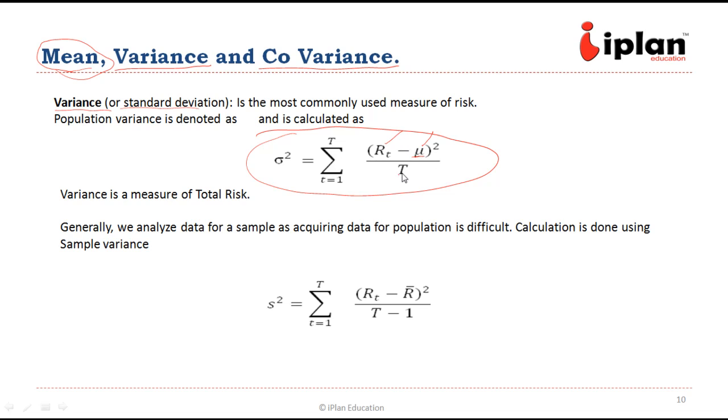If we use the sample mean instead of mu, which was the population mean, then we'll get sample variance, and instead of T we'll use T minus 1. This T minus 1 is used to avoid the underestimation of variance. Since we have lost 1 degree of freedom by estimation of the mean, we are using T minus 1 here. For the sample we use T minus 1, for the population we use T.